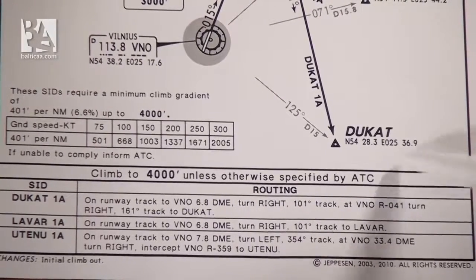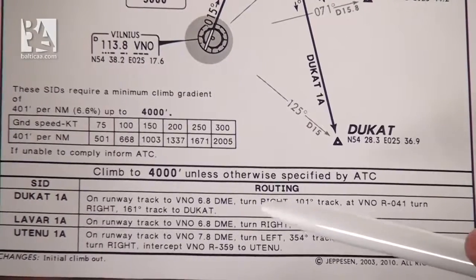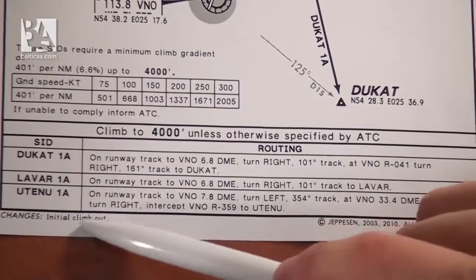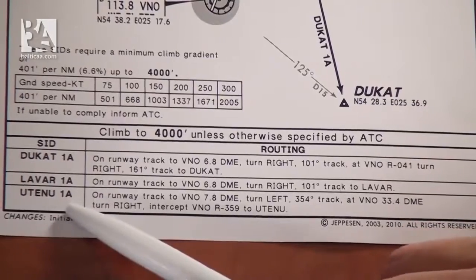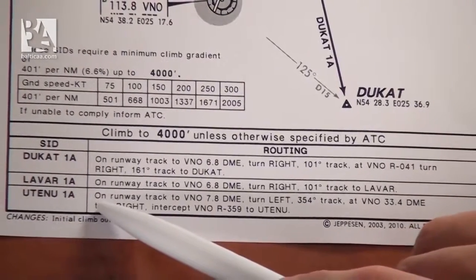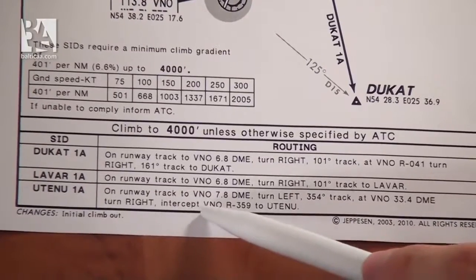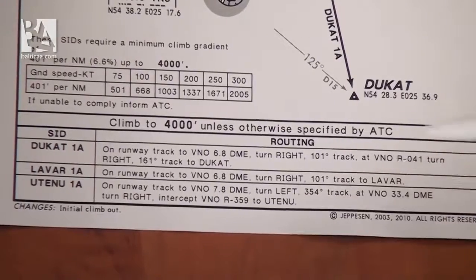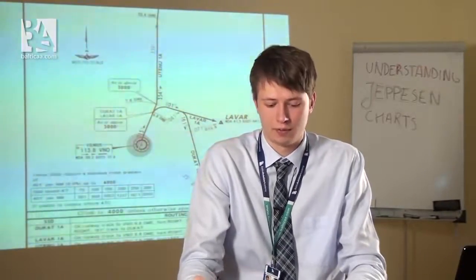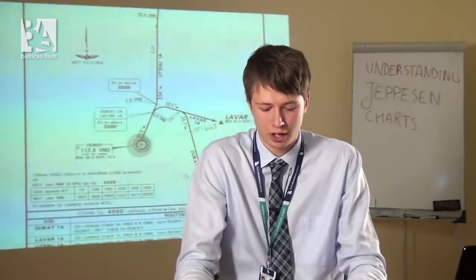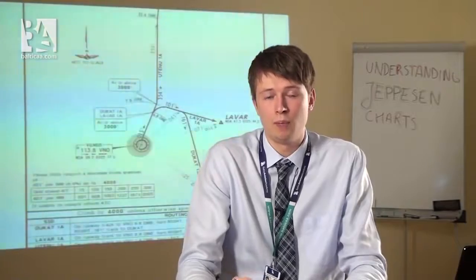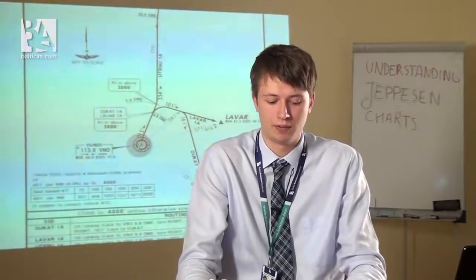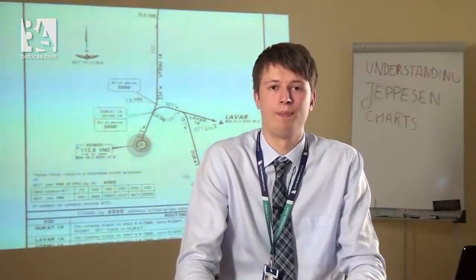All understood. We can go a little bit below just to see the general summary of the routing for the standard instrument departures. We were looking at UTEN-1 Alpha, and we can basically see the same as I told you: on runway track, tracking to Victor November Oscar, 7.8 DME, turn left, and so on. This wouldn't be much different with any of the standard instrument departure charts you might find, except maybe the number of departures, the directions, the number of runways, and things like that would be different. But the general information given is the same.